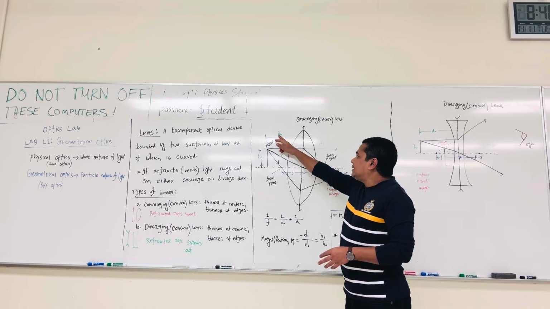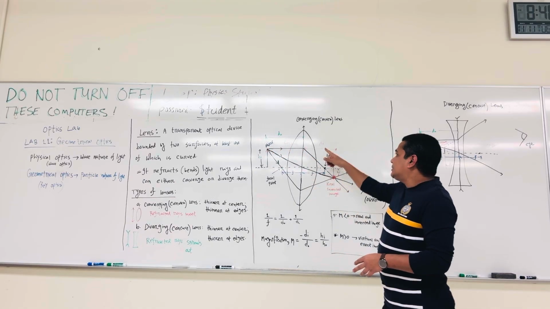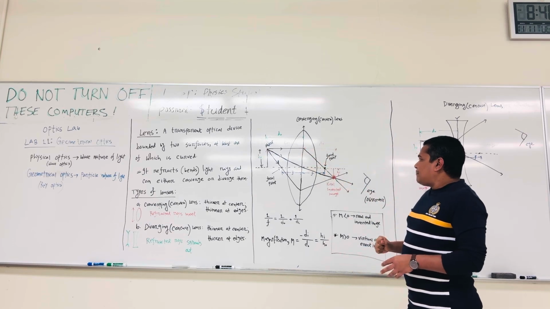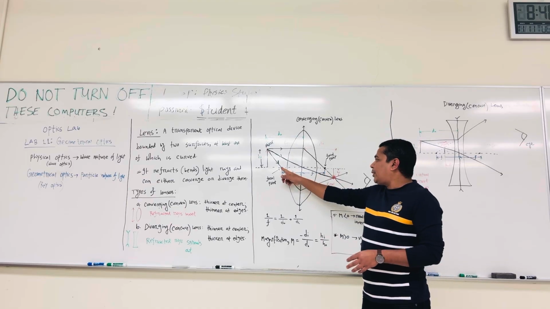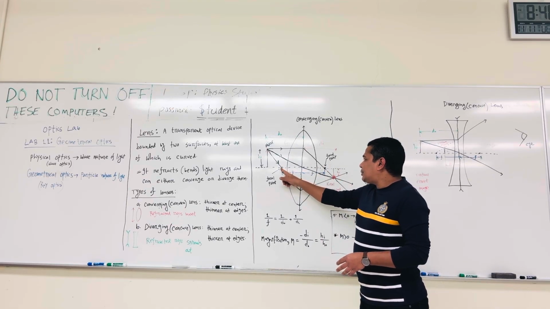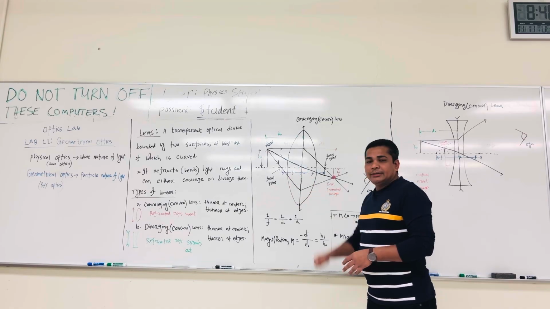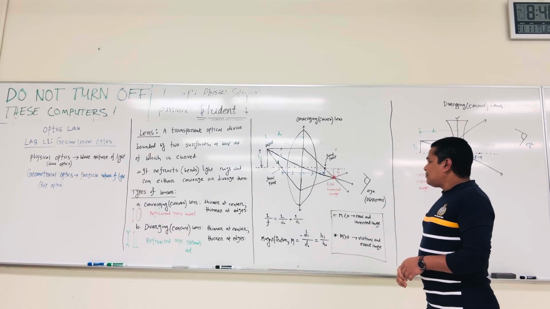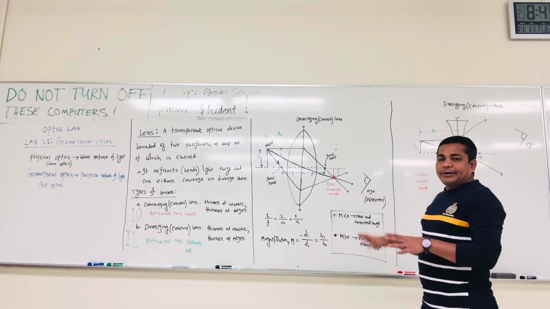This is DO, which is the distance from the object to the lens. This is DI, which is the distance from the lens to the image. And we have these two points here, the black points. This is called the focal point, and the distance from this point to the center of this lens is called the focal length, which is denoted by F. Okay, so this is the scenario.